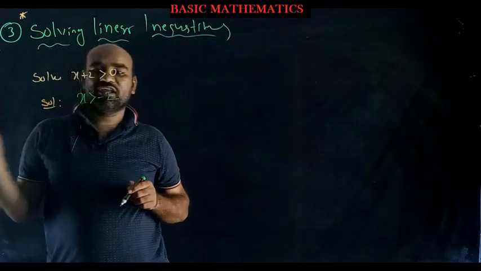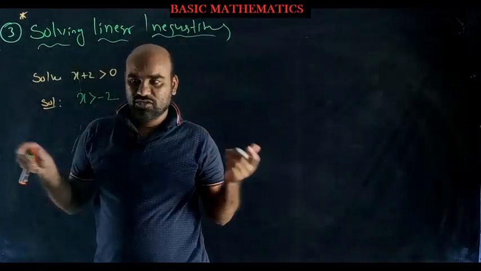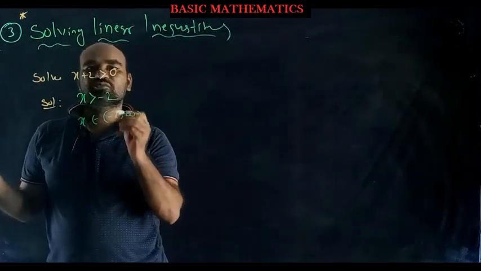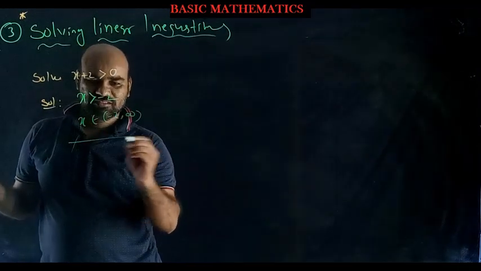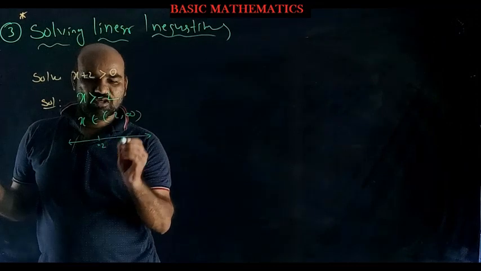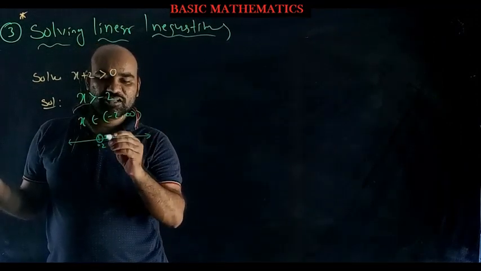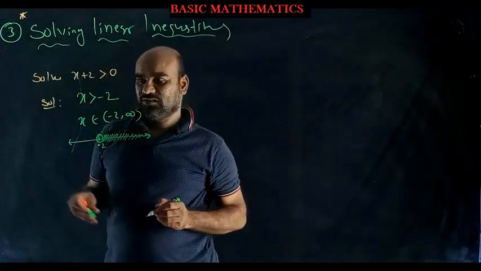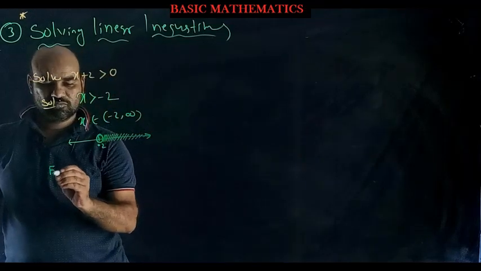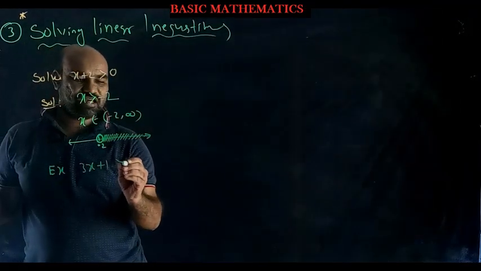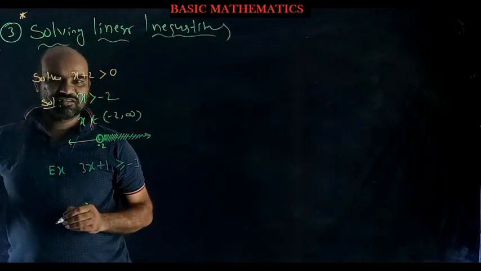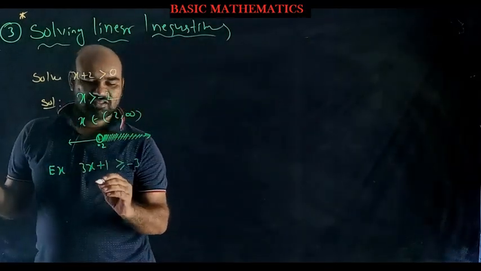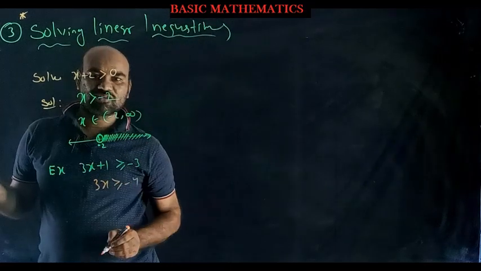This is saying that your x value is greater than -2, or in other words I can say that x belongs to open -2 to infinity, or sometimes you want the answer on a number line. The number line here, -2 open to infinity. All these values will satisfy. So example 2, 3x plus 1 greater than or equal to -3. We want to find x which satisfies this linear inequality or linear inequation. So I can say 3x greater than or equal to -4.